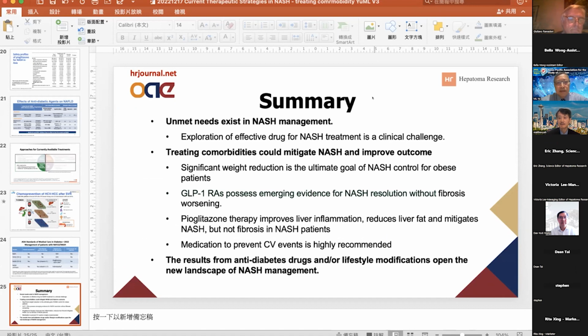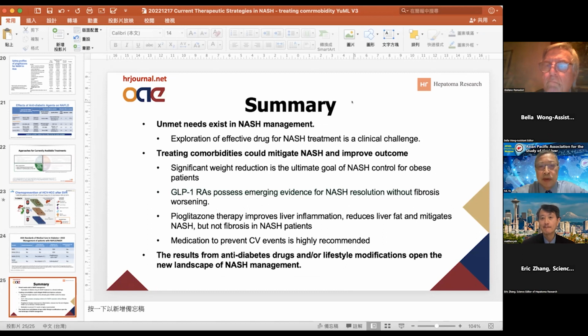I think among the comorbidities, the most important one is obesity, because obesity is the origin of the insulin resistance, which is responsible for the development of hypertension and diabetes. So controlling the body weight is the most important way to manage our NASH patients. Even with the GLP-1 receptor agonist, the effect of this agent to control NASH is through the weight reduction, and not only the GLP-1 receptor agonist itself. So I think controlling the body weight is the most important way.